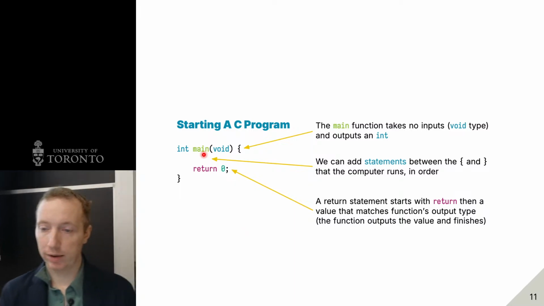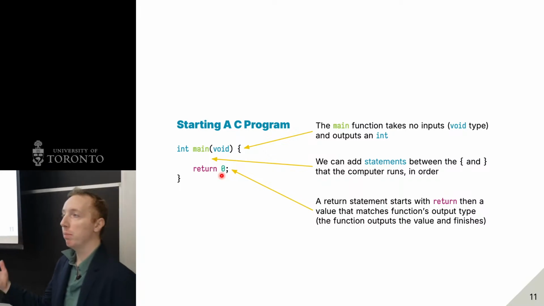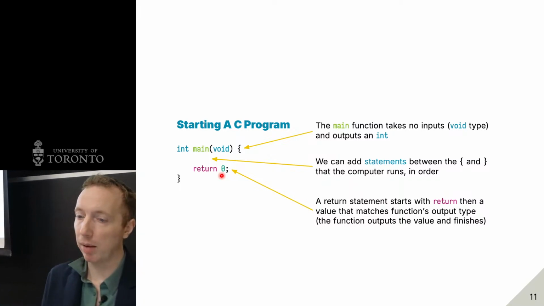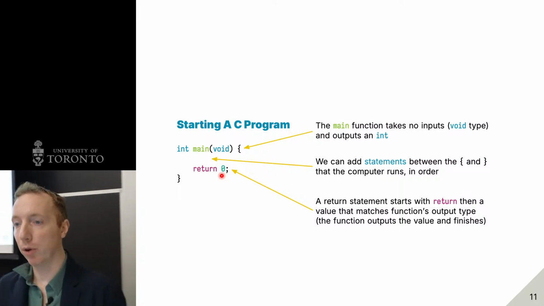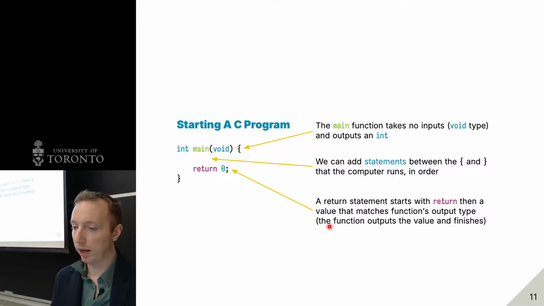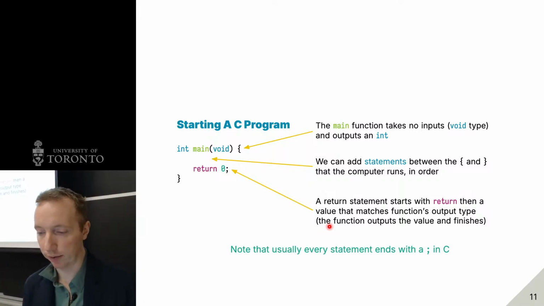So in this case, the output type is an int, so that's why it has to return some number, and 0 is a perfectly good number, and it just so happens that that represents that there are no errors with our program. So when main finishes running, the value it outputs is a 0 in this case.